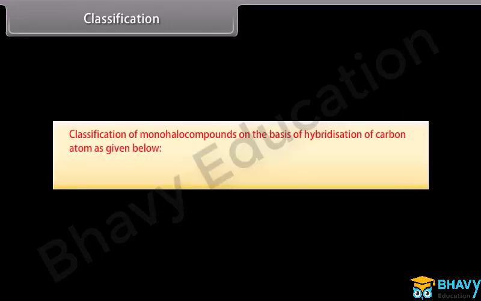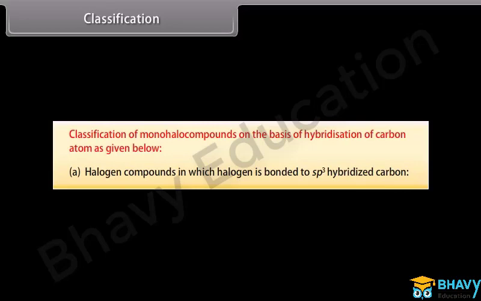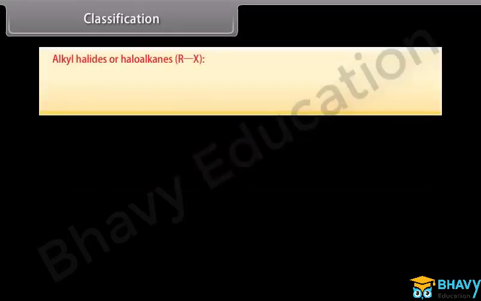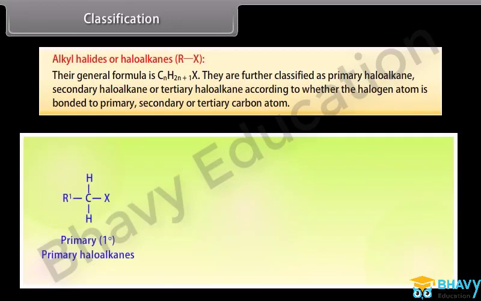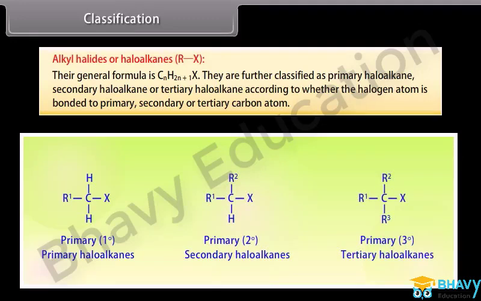Classification. Classification of mono-halo compounds on the basis of hybridization of carbon atom is given below. Halogen compounds in which halogen is bonded to sp3 hybridized carbon. Alkyl halides or haloalkanes, RX. Their general formula is CnH2n+1X. They are further classified as primary haloalkane, secondary haloalkane, or tertiary haloalkane according to whether the halogen atom is bonded to primary, secondary, or tertiary carbon atom.